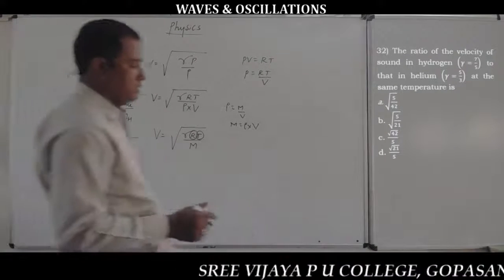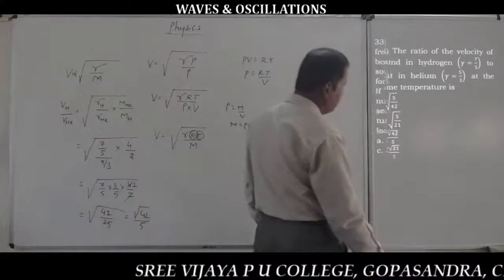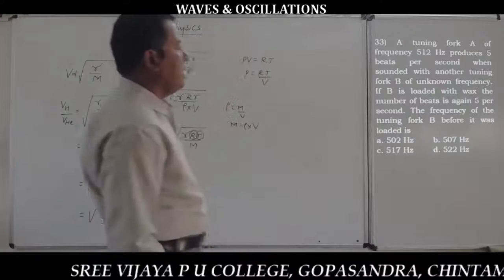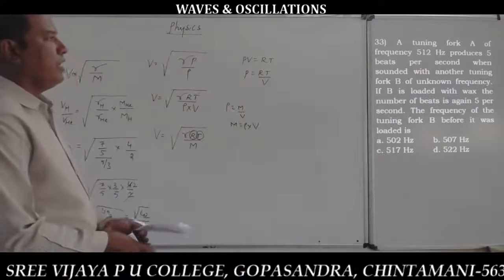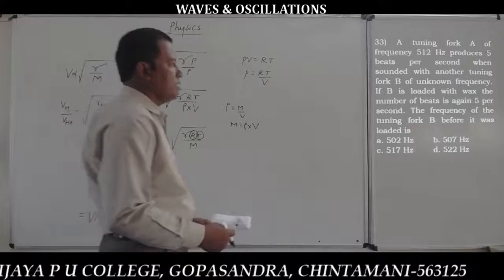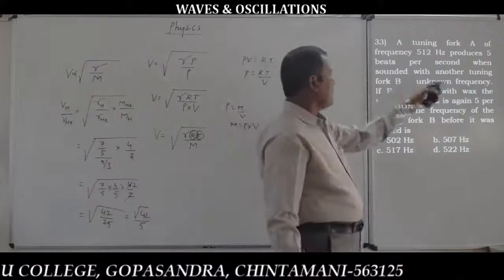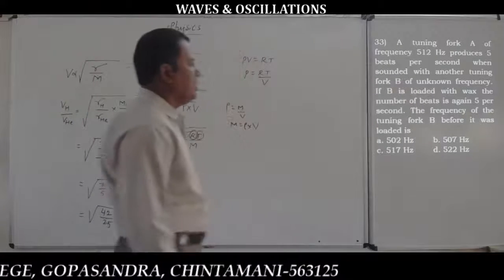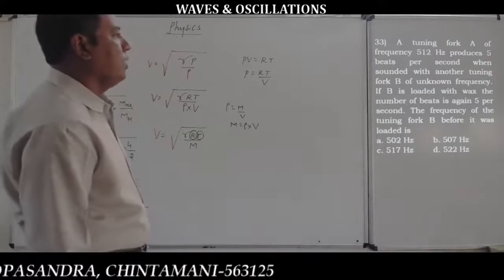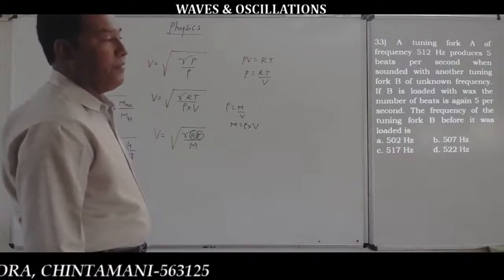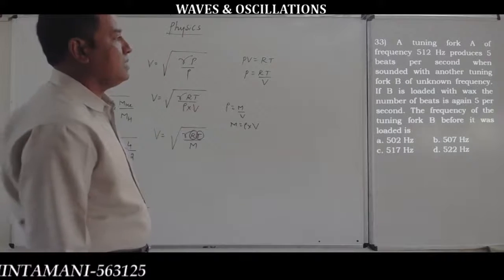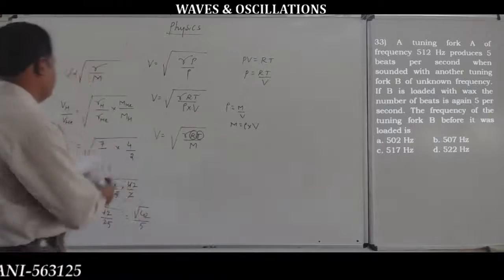So question number 33. A tuning fork A of frequency 512 Hz produces 5 beats per second when sounded with another tuning fork B of unknown frequency. Beat frequency for the first case is given as 5 beats.